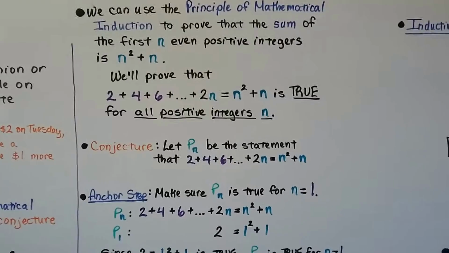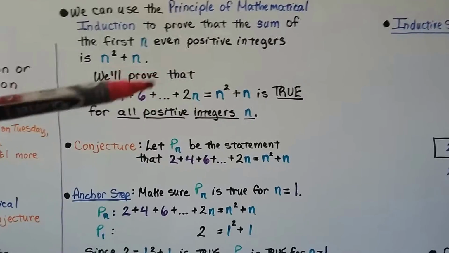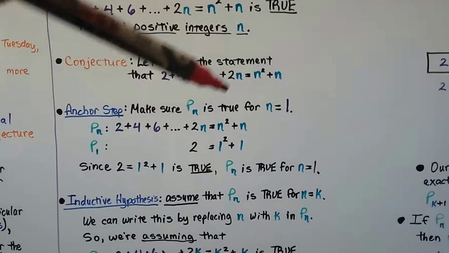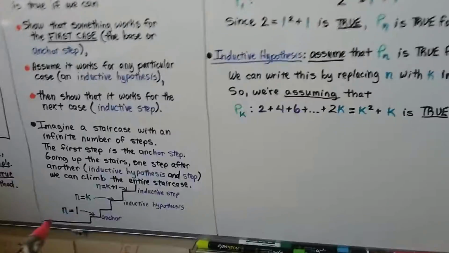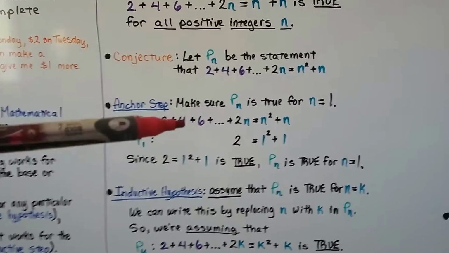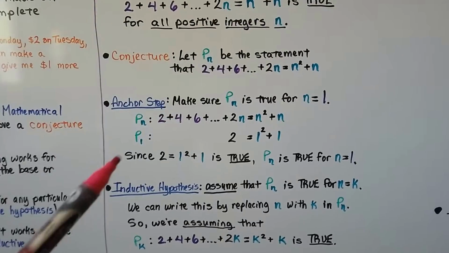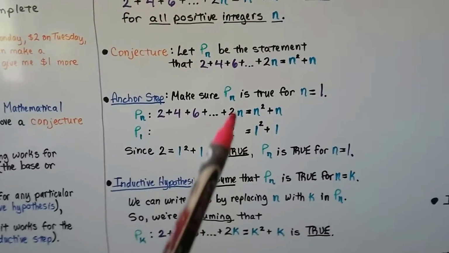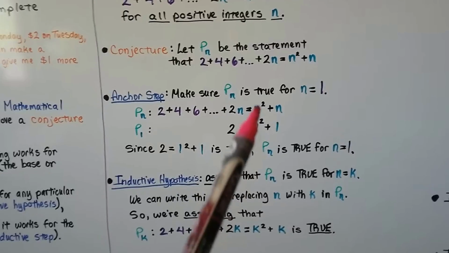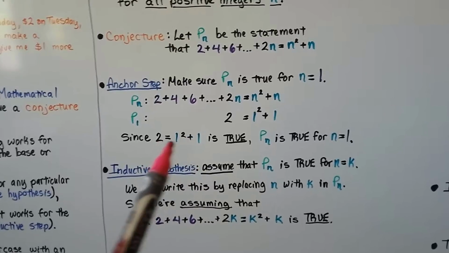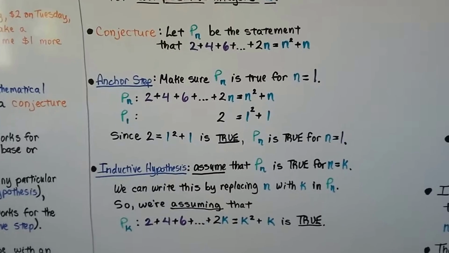So here's our conjecture. We're going to let P sub n be that statement that we're trying to prove is true, all right? Our anchor step, we're going to make sure P sub n is true for n equals 1. That's the anchor step, that n equals 1, okay? So here we have P sub n, and this is what we're trying to prove is true, all right? Same thing. P sub 1 would then be 2 equals 1 squared plus 1, because it's 2 times 1, which is a 2. And 1 squared is 1, plus 1 is 2, so yeah, it's true. P sub n is true for n equals 1.